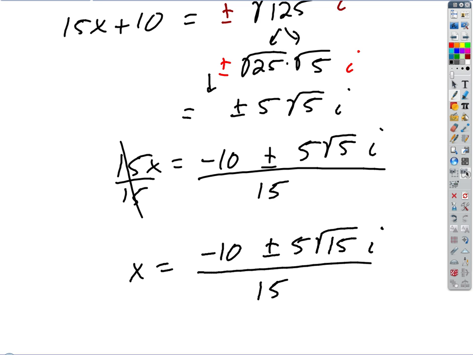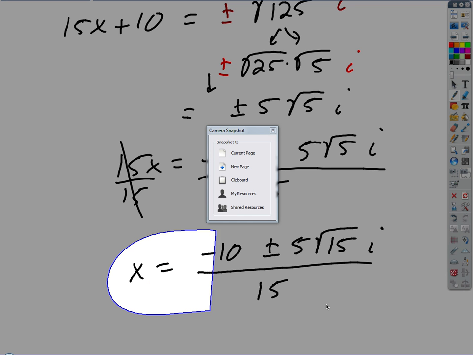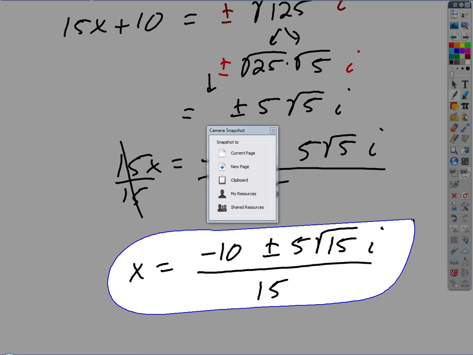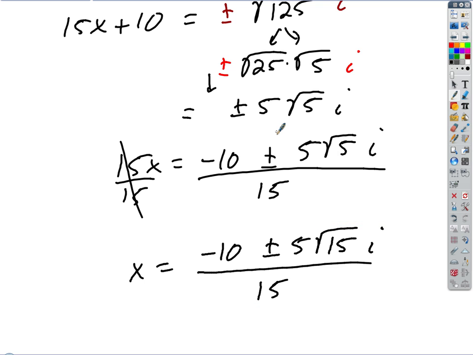Okay, one last step here. Wait, isn't it just 5i, not 15? Square root of 15. Oh, it is 5. You're right. Messed up again. Hang on. Good thing you're watching me like a hawk here, right? Okay, now.